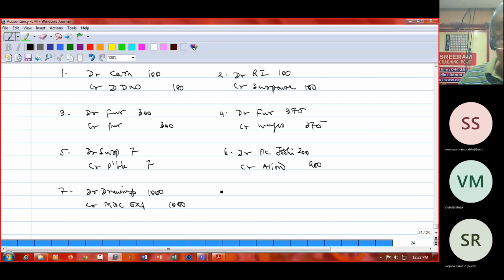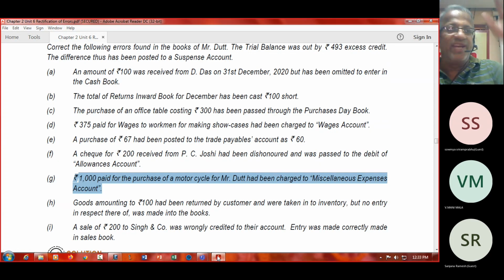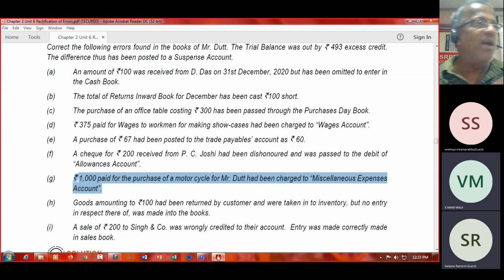That is not a matter. See, whether you classify it that or this, the rectification entry is the matter. Now, let us just take up the next one. Are you clear? Sanjana, Manimala, Soumya, Shreya, are you all clear? Yes, sir.